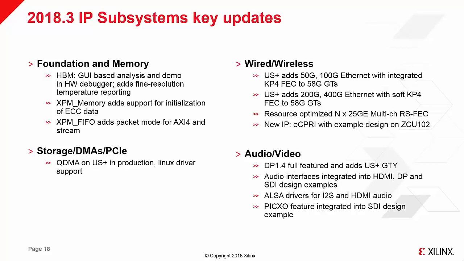On the DMA front, QDMA now transitions to production quality and is available with the Linux driver. In wired IP, UltraScale Plus 58G GTs now add support for 50G and 100G Ethernet and leverage hardened KP4 forward error correction. The UltraScale Plus devices also add 200G and 400G Ethernet on 58G GTs using soft KP4 forward error correction.